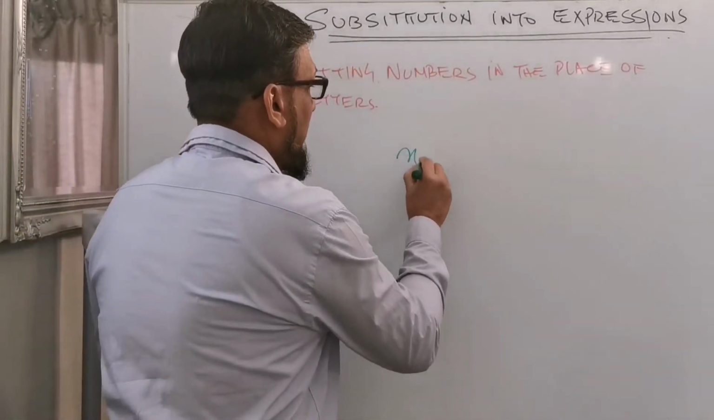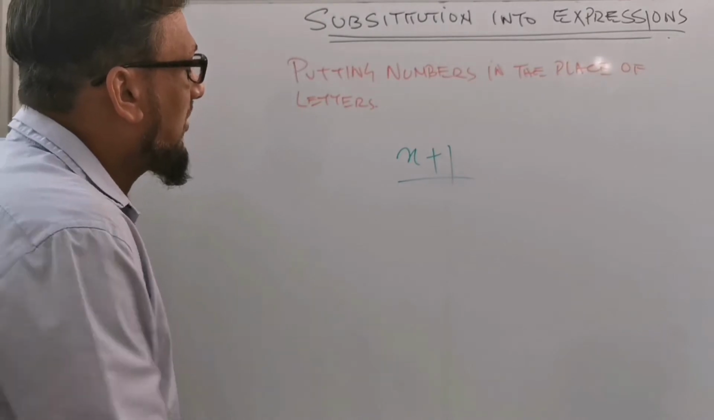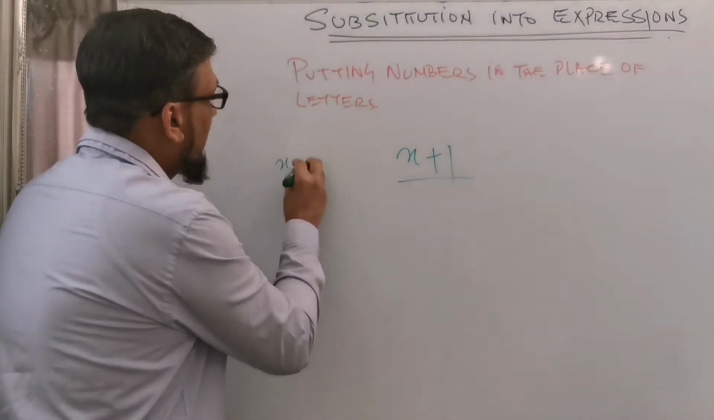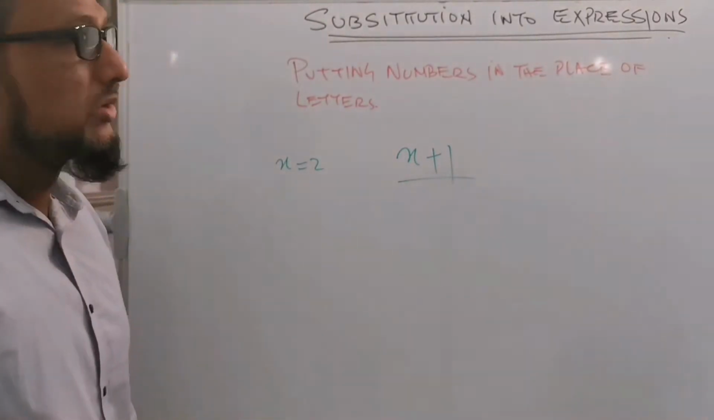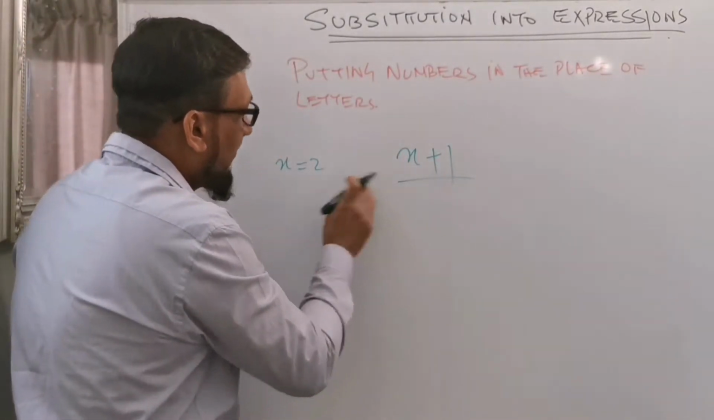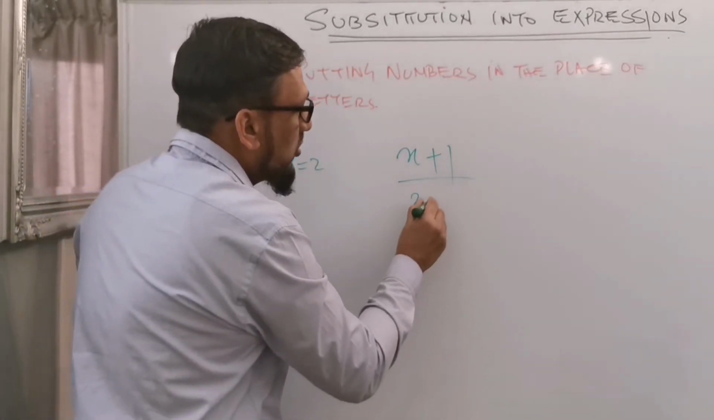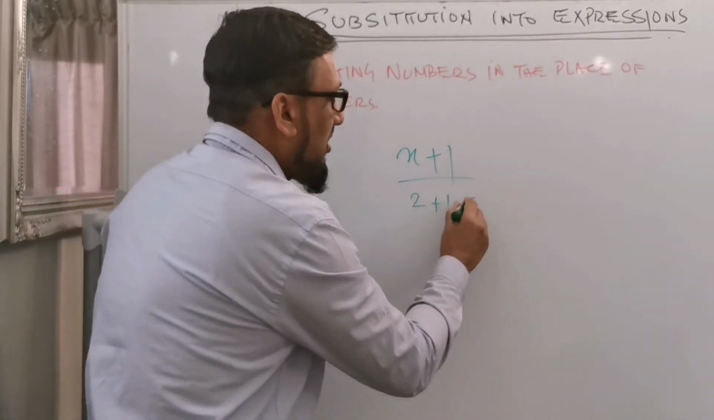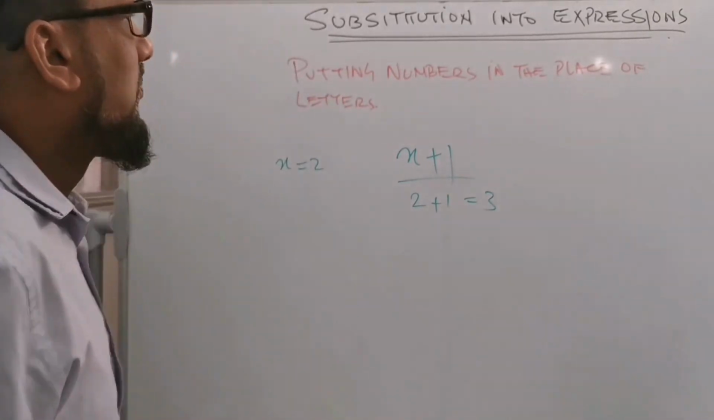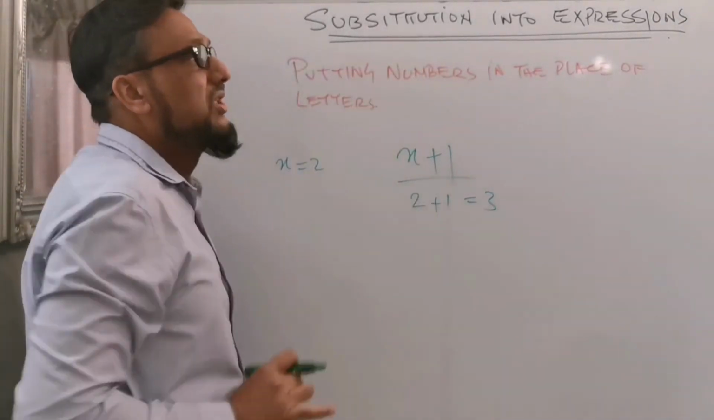If I say there is x plus 1, you need to substitute the value of x, which is equal to 2. So what I'm doing is substituting the given value of x, which is 2. So 2 plus 1, and the answer will be 3. Putting a number in the place of a letter is called substitution.